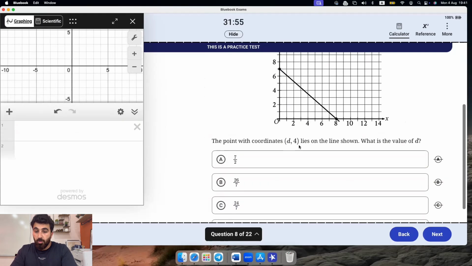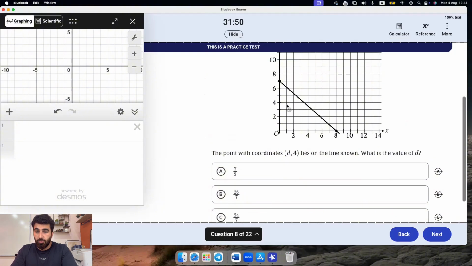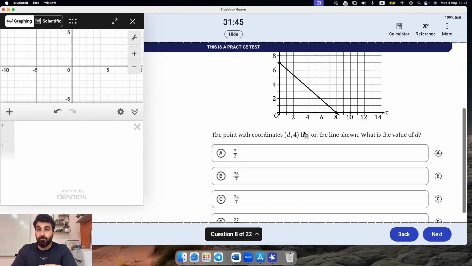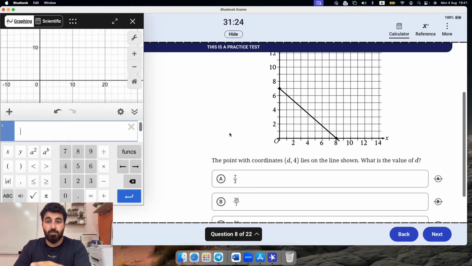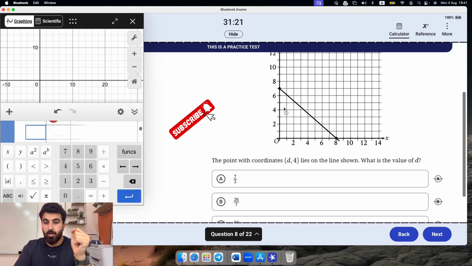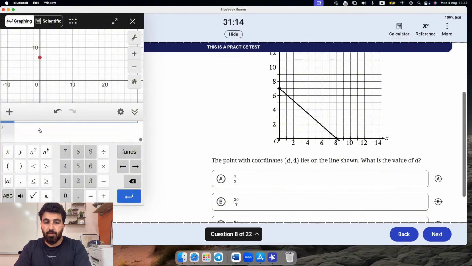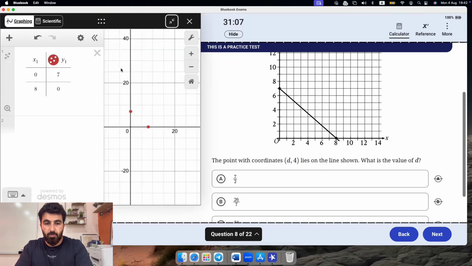Next question. The point with the coordinates (d, 4) lies on the shown line. What is the value of d? Look, the y coordinate is 4. What is the x coordinate? When the y coordinate is 4, the x coordinate is somewhere between 3 and 4. But when we check the answer key, almost all of them are between 3 and 4. So how will we do this? Let's create a table and add the 2 points that we know: x is 0, y is 7, so (0, 7), and the second one is x is 8, y is 0, so (8, 0).